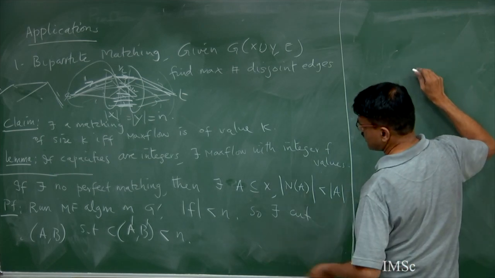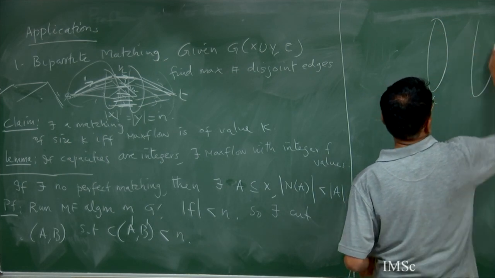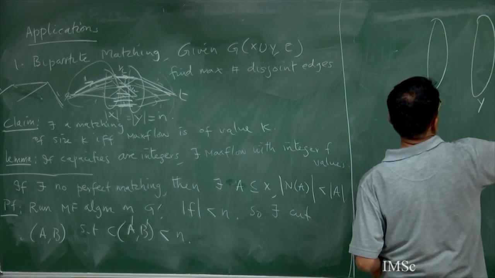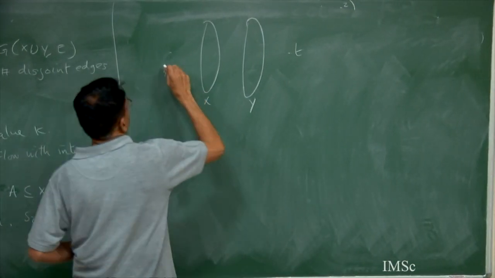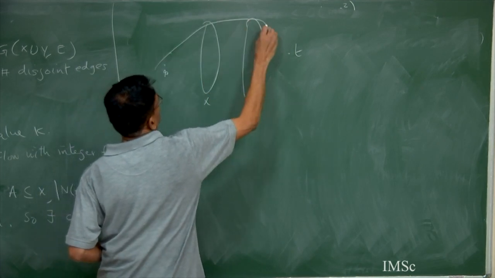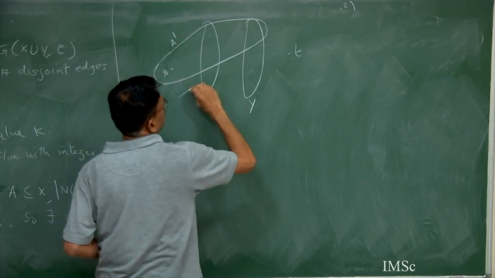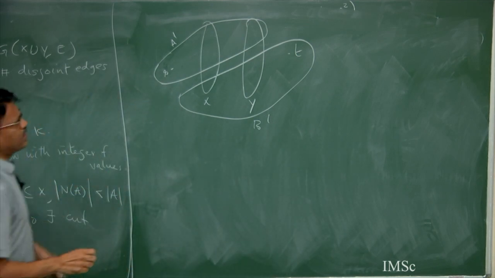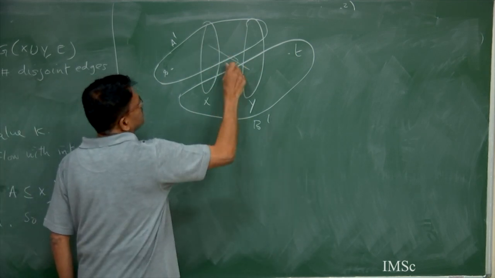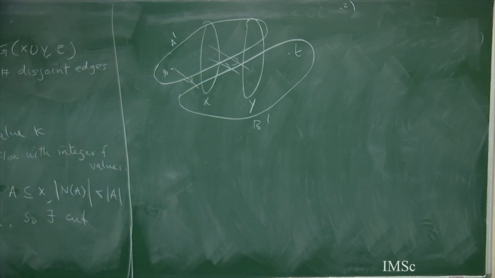So this S-T cut, right? Here is my X, here is my Y, and here are T and S. My A prime would pick up some vertices from X, some vertices from Y, and that's my A prime. And this is my B prime, and the cut I'm talking about is all these edges. And we know that the capacity of that cut is strictly less than n.